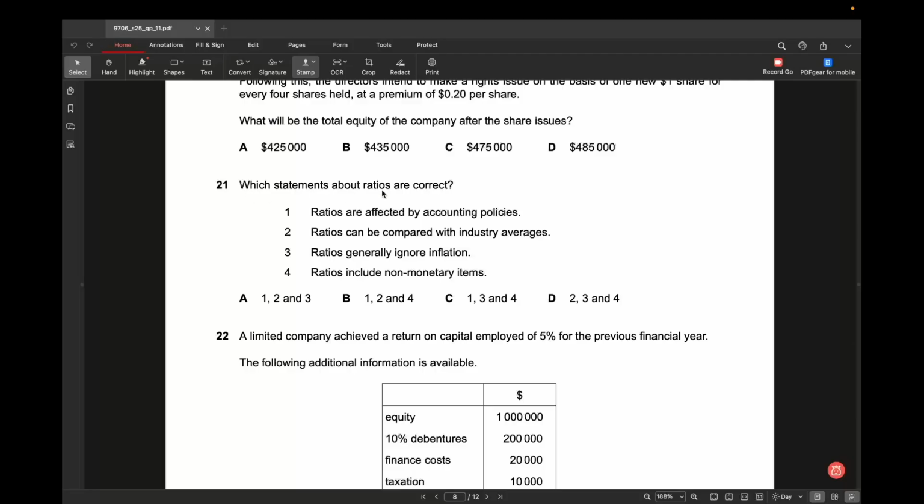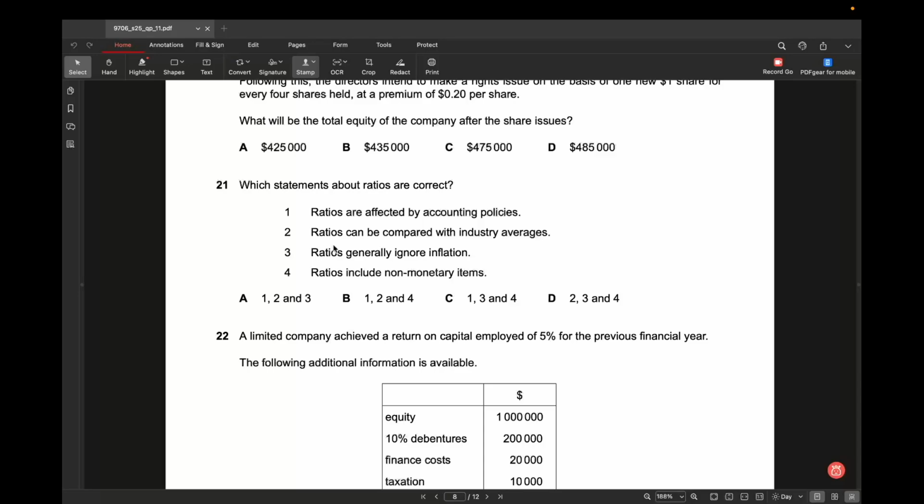Which statements about ratios are correct? Number 1, ratios are affected by accounting policy. Number 2, ratios can be compared with the industry average. Number 3, ratios generally ignore inflation. And number 4, ratios include non-monetary items. So the first one, ratios are affected by accounting policy, is definitely true. If we change the accounting policy, it will also have an effect on the profit or the value of the assets or liabilities in the business. So ultimately our ratio would get affected.